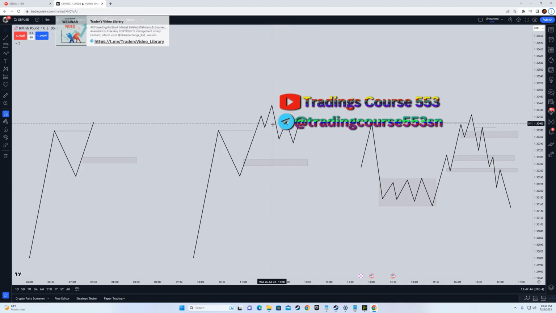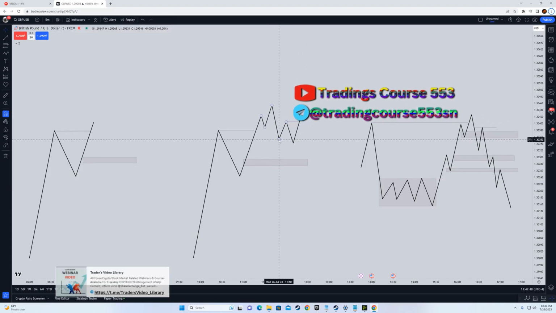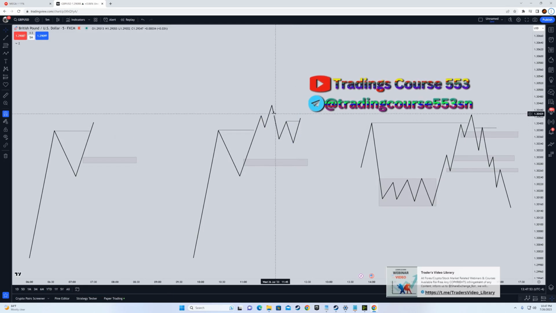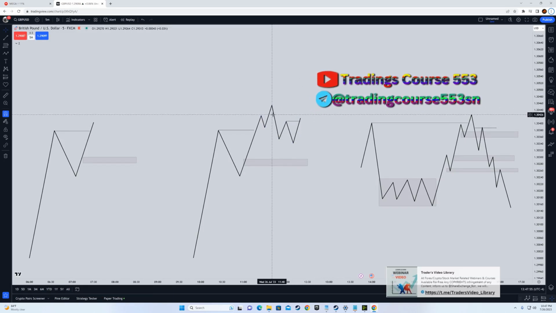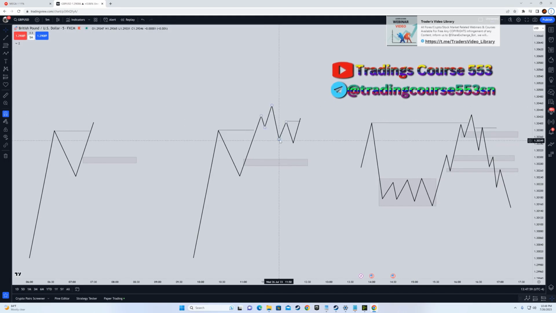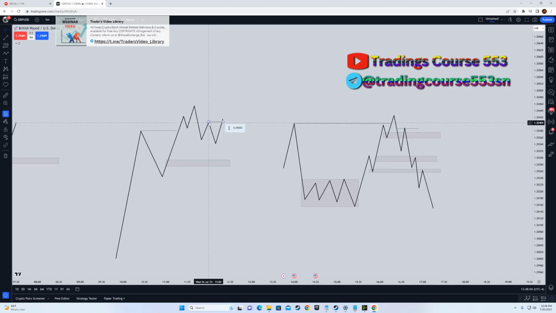What you can do is wait for an ABCD setup to form here. So A, B, C, D, right? Even if you don't want to take your trade from, let's say, the fair value gap, you can look for this pattern here. So A, B, C, D. Once you have the A, B, C, D, price takes out this high over here.